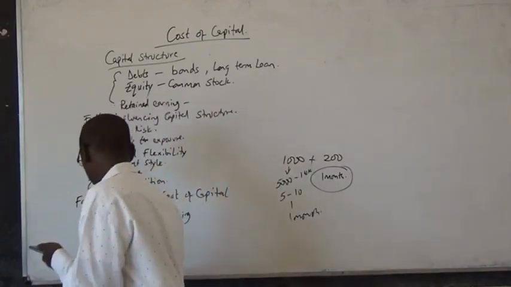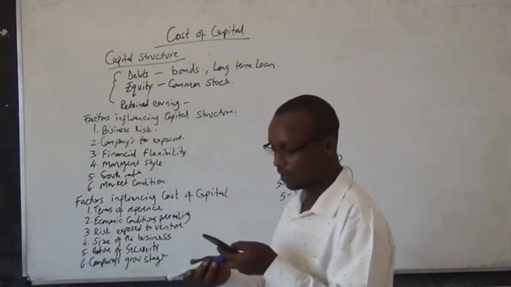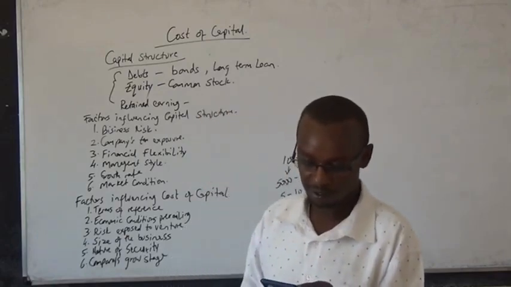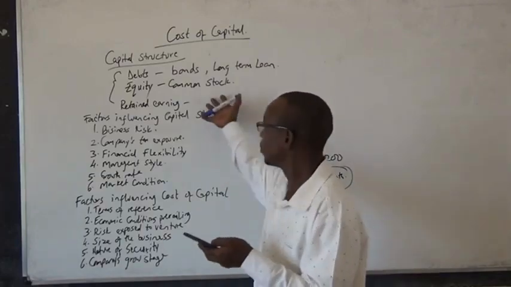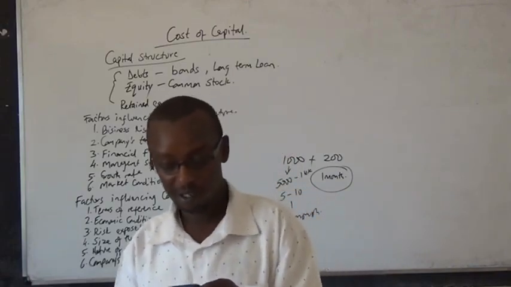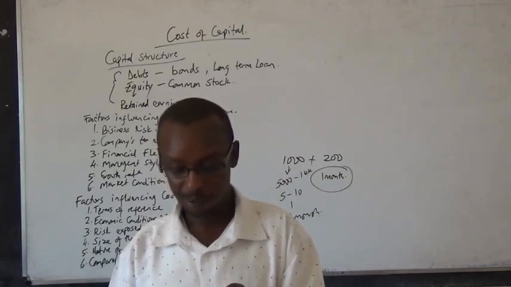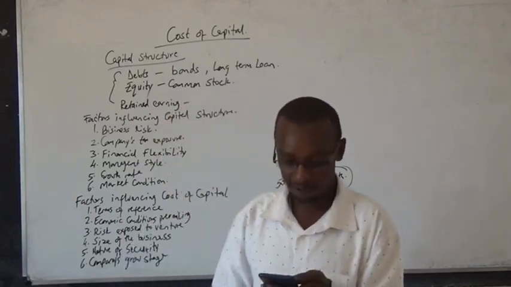Company's growth stage. Young companies usually pay less dividends. So young companies pay less dividends, so the cost of capital or the cost of equity there is low. It will be relatively cheaper at earlier stages of the company's development.